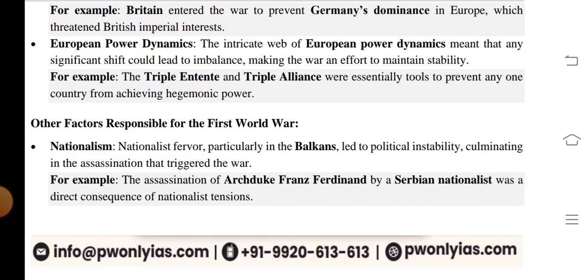European power dynamics meant that any significant shifts could lead to imbalance, making the war an effort to maintain stability. For example, the Triple Entente and Triple Alliance were essential tools to prevent any one country from achieving hegemonic power.